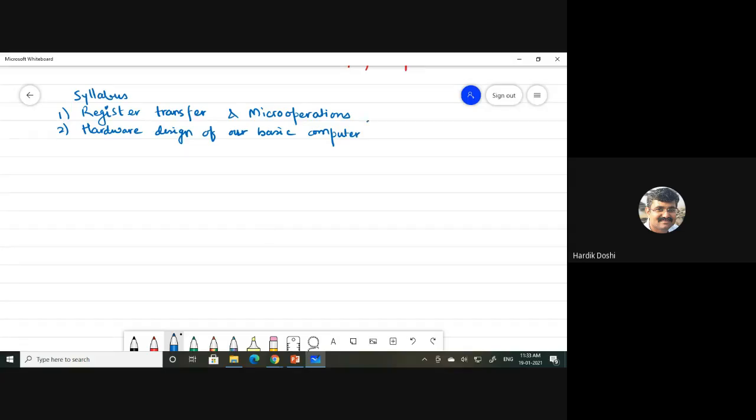Now, by basic computer I am talking of the CPU, the Central Processing Unit. Thirdly, what we'll be discussing as per our syllabus is the design of micro program sequencers. Don't worry about this term, we'll be discussing it later on. Then we need to discuss certain design issues related to the Central Processing Unit.